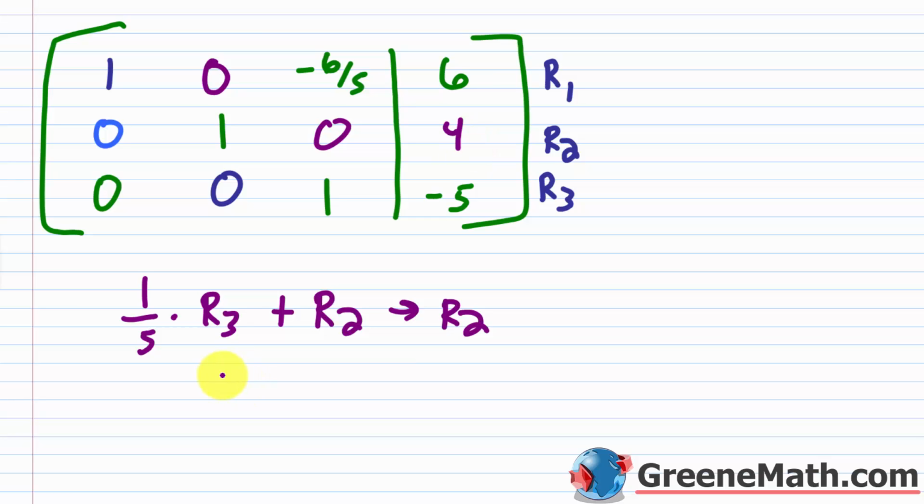So it's 1/5 times this one right here, which is -5. That becomes -1, and that gets added to 4, so that is 3.